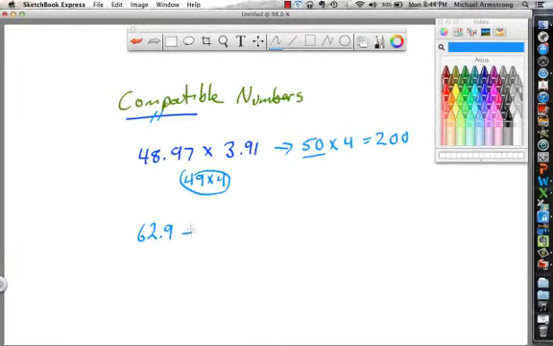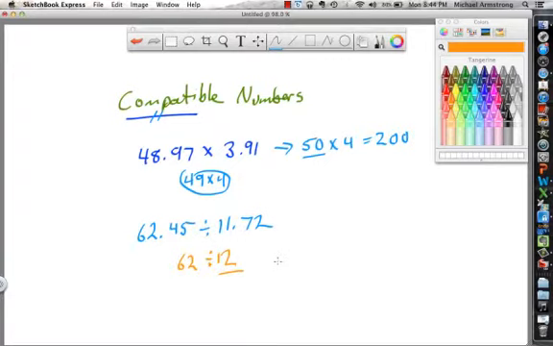62.9. Sorry, 62 point, that's the one we used last time. 62.45 divided by 11.72. And this time, if we were to round, we would round to 62 divided by 12. And 12 doesn't go into 62. It doesn't work. So we want to use a compatible number.